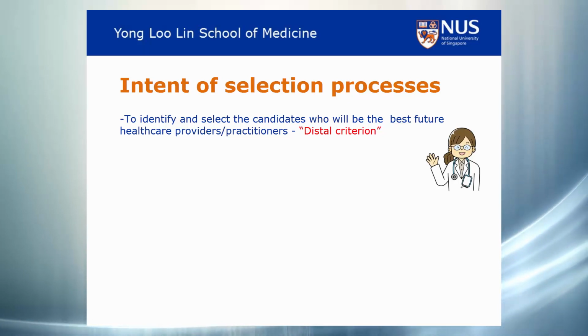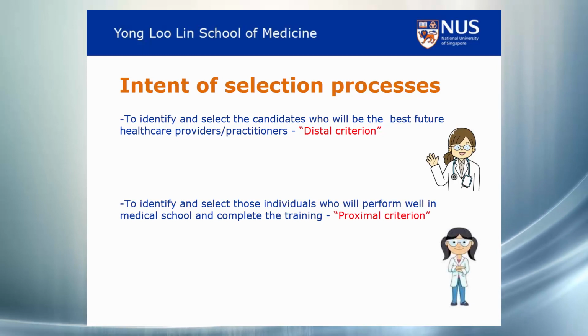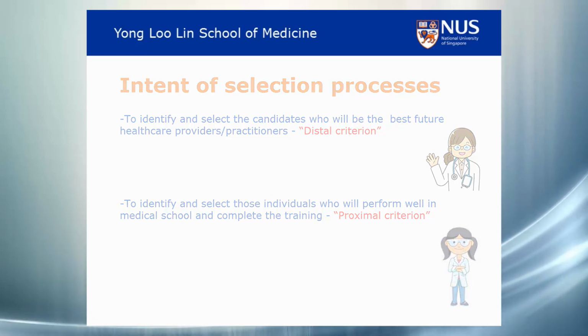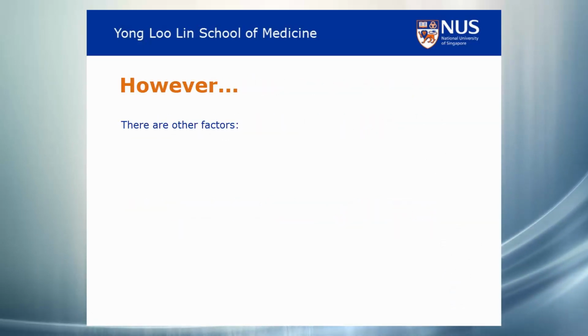But what is closer, or what we call the proximal criterion, is to identify and select those individuals who will perform well in medical school or health professional school and complete their training. Now this is very different. If we go back to the attributes needed for a good future practitioner and a medical student from the last 3 or 4 slides that I shared, this is extremely important that we select the right individual. However, there are other factors which will influence our selection processes.